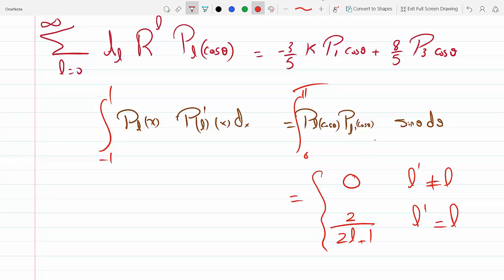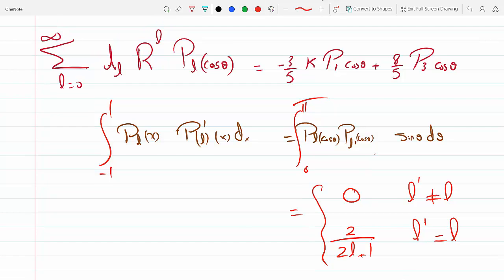You understand what I'm saying? So following this trick, we can eliminate all the L's except for a couple of L's that we can solve for. You understand?